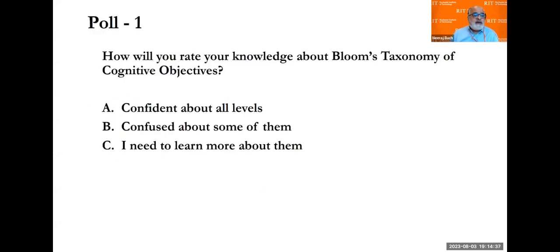So these are some really good characteristics of course learning outcomes and course learning objectives. I've done a lot of talking here, so here's the first poll question. How will you rate your knowledge about the Bloom's taxonomy of cognitive objectives? This is really the 6 levels of Bloom. So 38% are confident, 37% are confused about a few of them, and 26% need to learn more about them. And that's all fine and good.